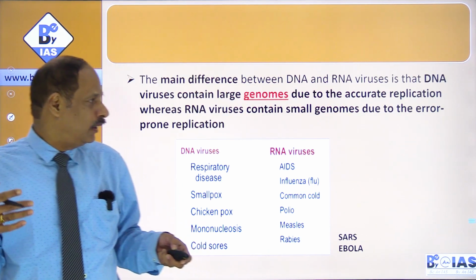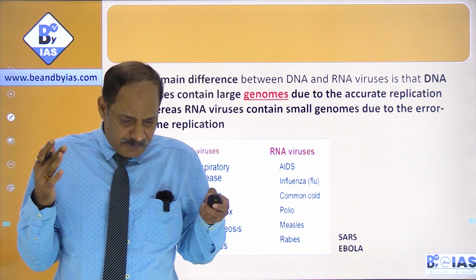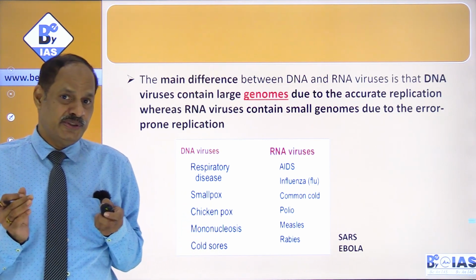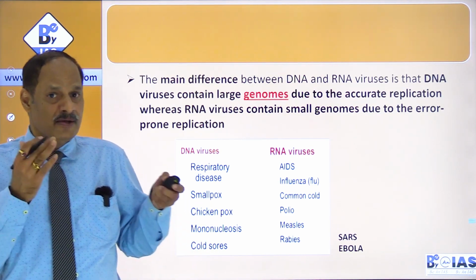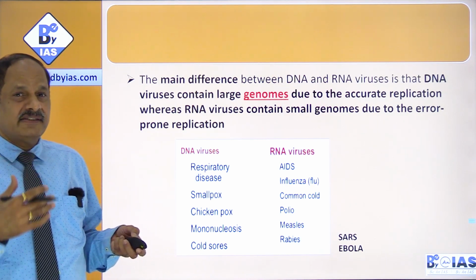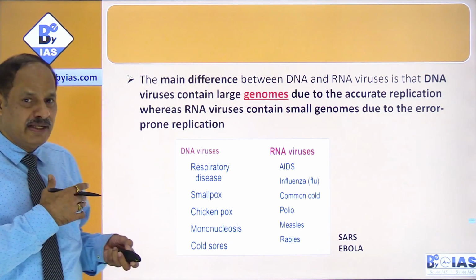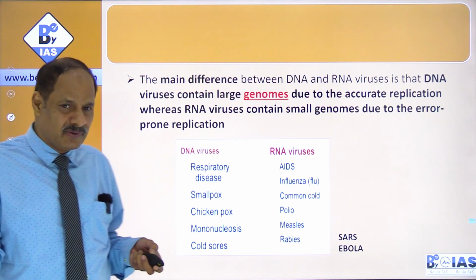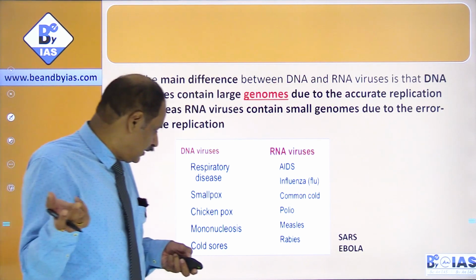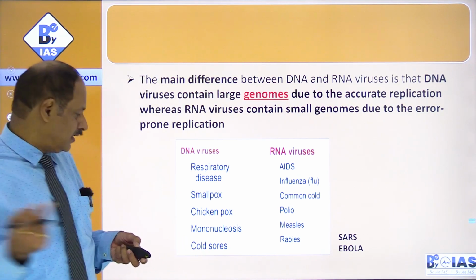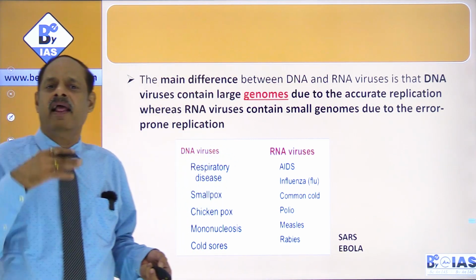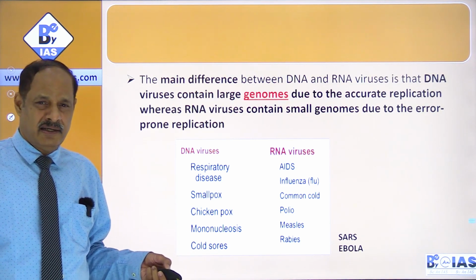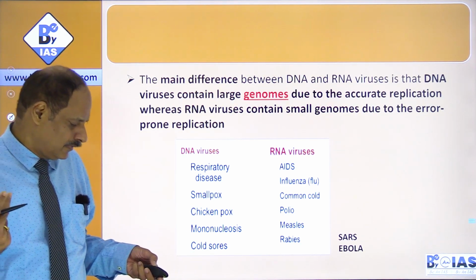As I've told you earlier, the genome of DNA viruses is very large, whereas the genome of the RNA viruses is small. Some of the diseases caused by the DNA viruses are most of the common respiratory diseases. You have smallpox, you have chickenpox, and then mononucleosis, cold sores, etc. This chickenpox has again resurfaced in a couple of places in India. We'll discuss that later.